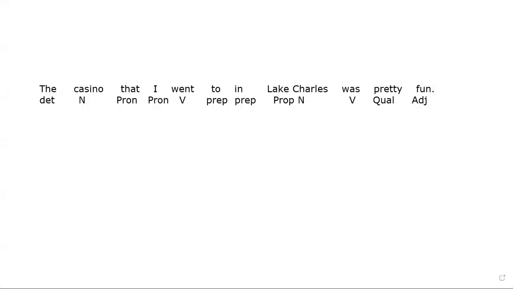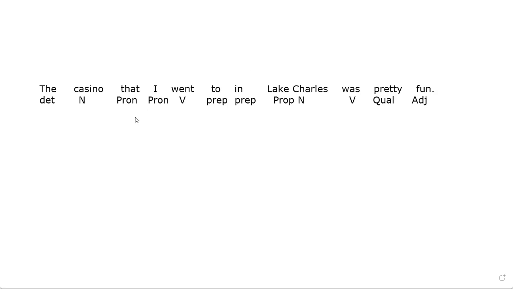Okay, so the first thing we do is we identify all the parts of speech. First thing that we immediately need to recognize is that word that. The casino that I went to, that is usually a demonstrative, right? That girl, that man, that book over there, I went to that beach over there. I went to that casino. That would be a determiner. Okay. Determiners precede nouns, right?